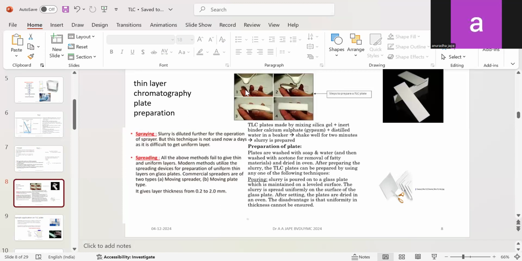So in order to get good separation, a 0.25 millimeter thick slurry would be better for analytical purposes. And when it is preparative separation, it may be up to 2 millimeters. So depending on the purpose of the TLC, we are to decide the thickness of the slurry layer. This stationary phase is to be used for adsorption chromatography. A binding agent also is added. So generally calcium sulfate is incorporated into the slurry that will help better adhesion of the adsorbent onto the plate.